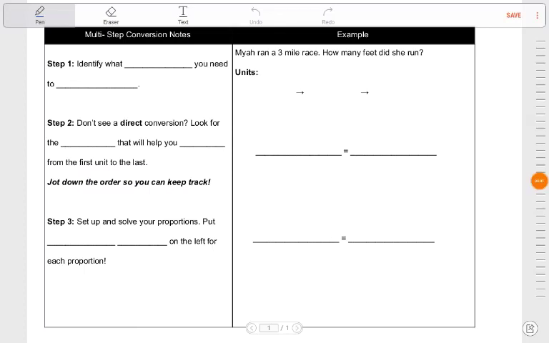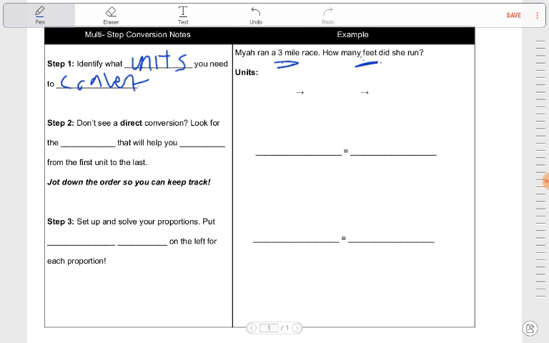Hey guys, in this video we are going to be working on multi-step conversions. We're going to be doing this in 3 steps. And the first step is to identify what units you need to convert. In our problem here we have Maya ran a 3-mile race. How many feet did she run? So we're going from miles to feet.